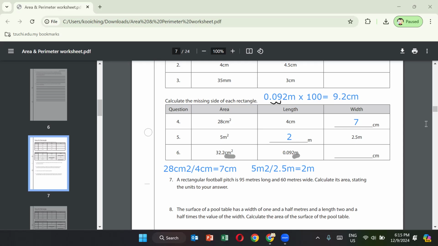Okay, so to find the width, we will need to divide by 9.2. So 32.2 cm square divided by 9.2 cm will be equal to 3.5 cm.